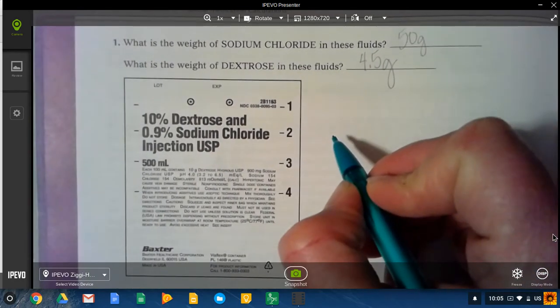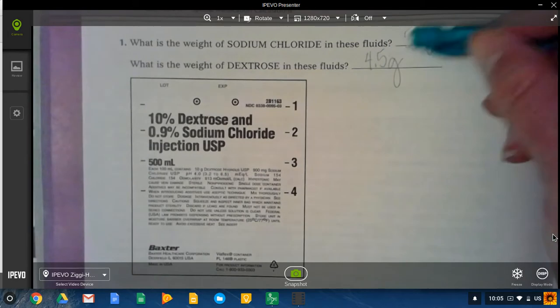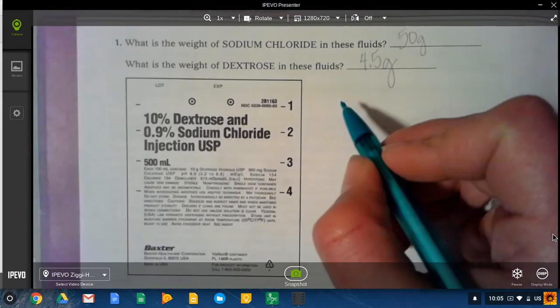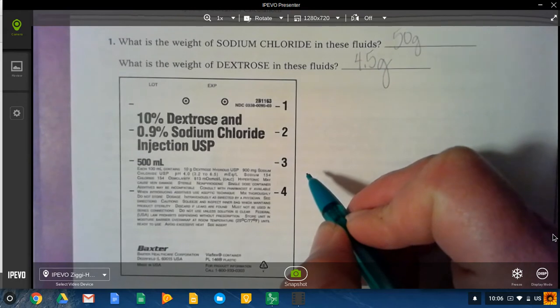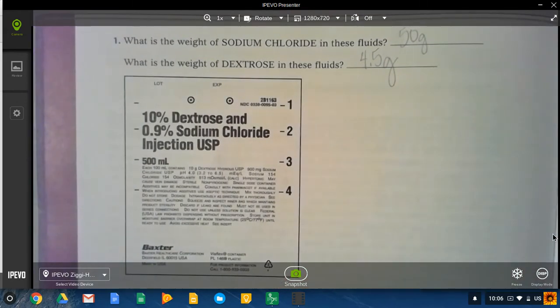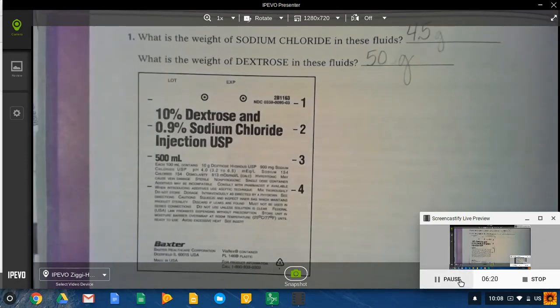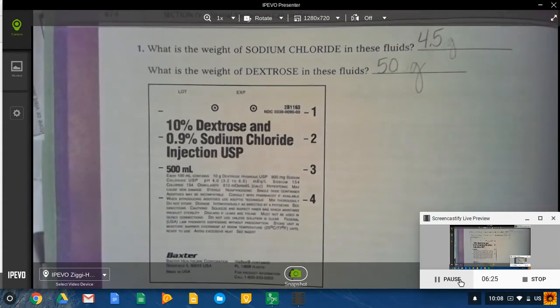I've got these flipped, I think. Okay, I did have those answers switched, and that was messing with my head.